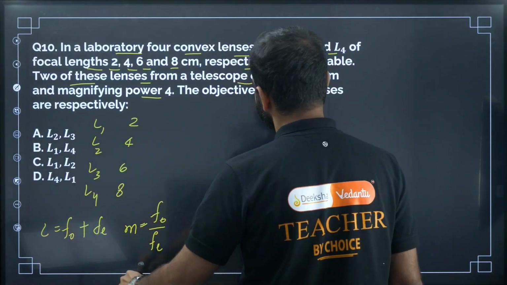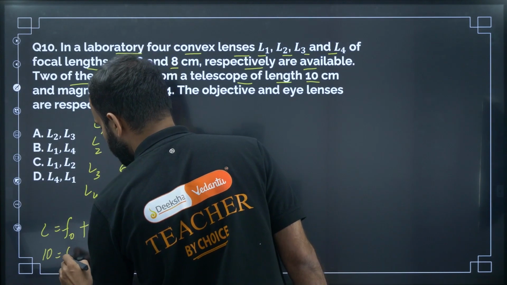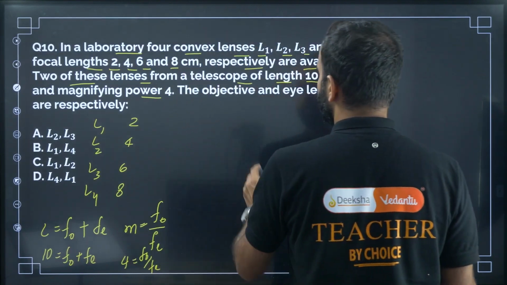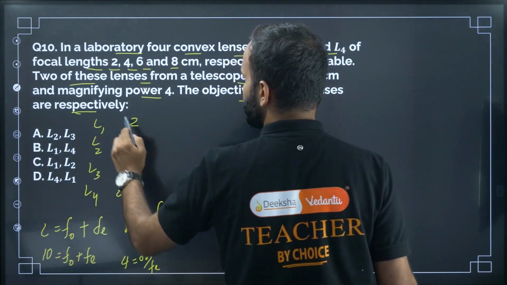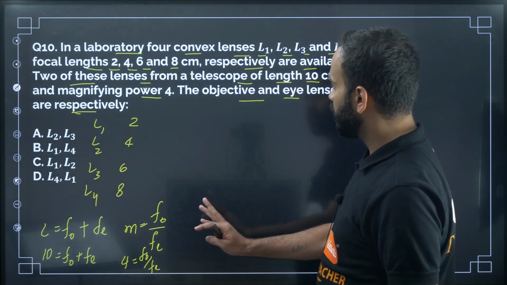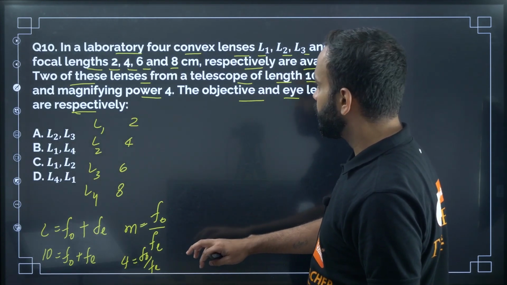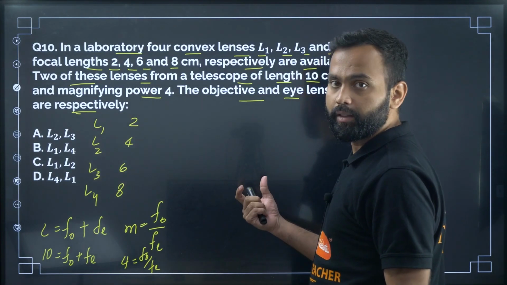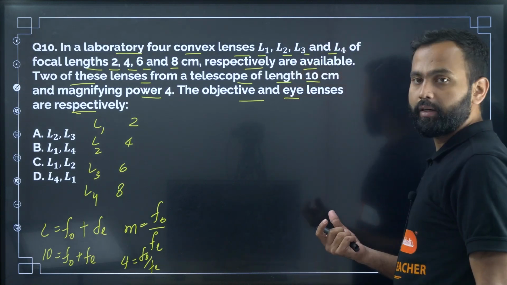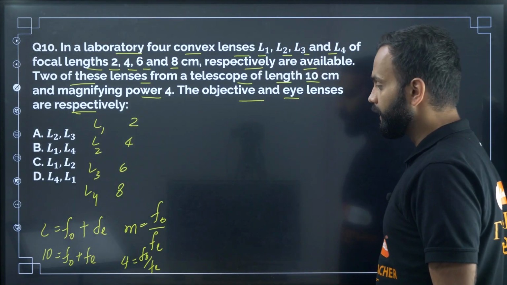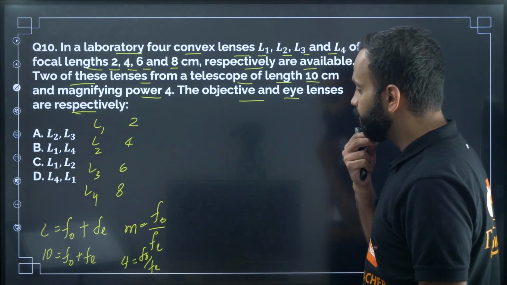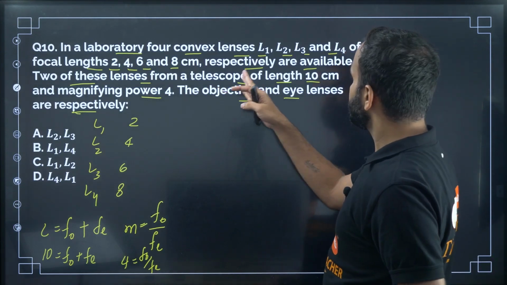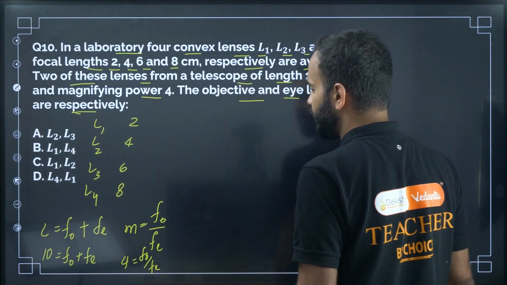So L equal to 10 centimeter, so 10 equal to FO plus FE and 4 equal to FO by FE. The objective and eye lenses are respectively... we need to identify which lenses they are using in the laboratory. Let us find FO and FE, because the focal lengths of L1, L2, L3 and L4 are given.